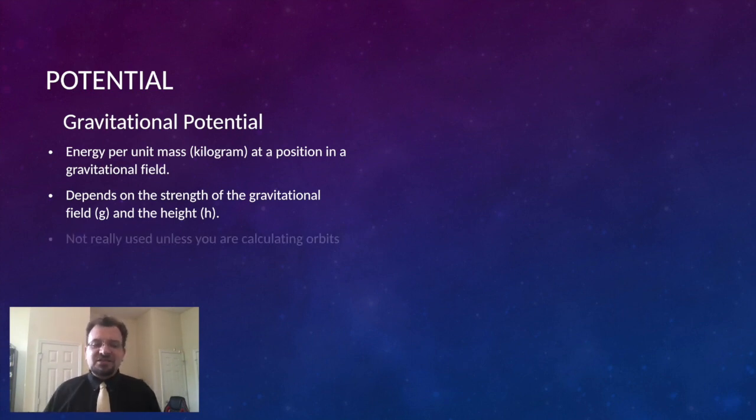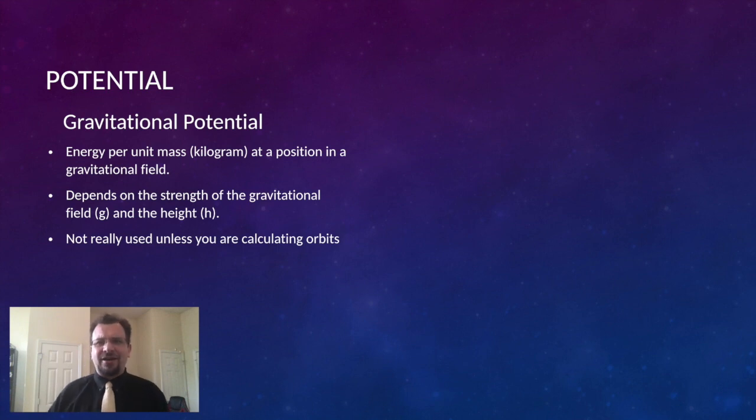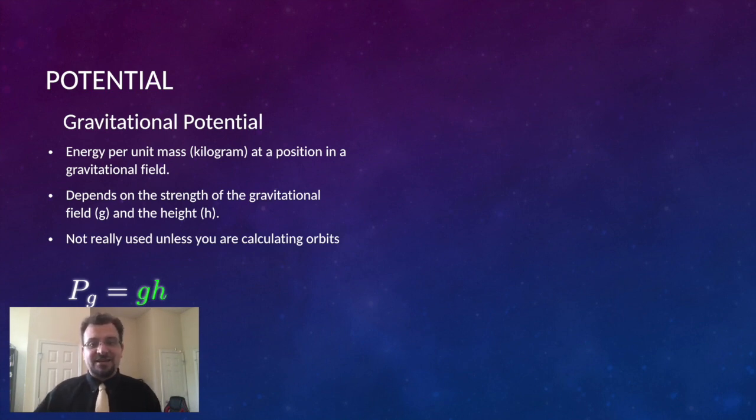So this depends on the strength of the gravitational field, G, and the height that you've moved in that gravitational field. So this isn't really used all that often in physics unless you're doing things like orbital calculations, moving between one celestial body and another, for instance the Earth and the Moon, or going from the Earth to Mars. But you can still use this to solve problems. And you could use the equation so that gravitational potential is equal to G, that gravitational field strength, times the height that you've moved in it. So let's talk about electric potential.